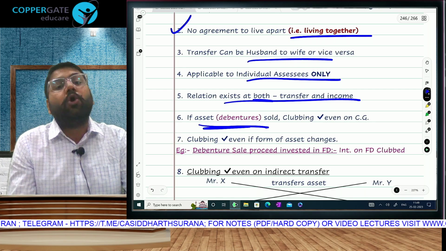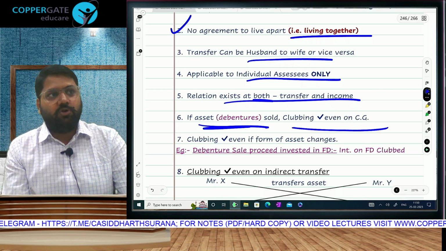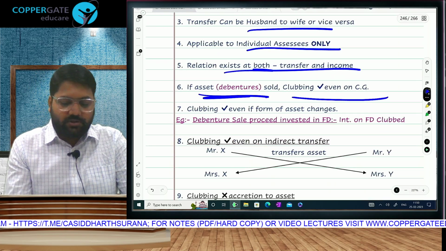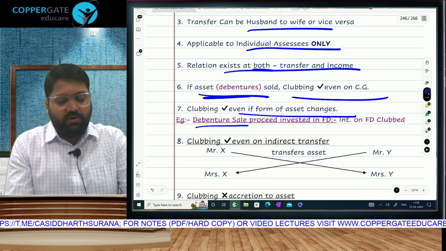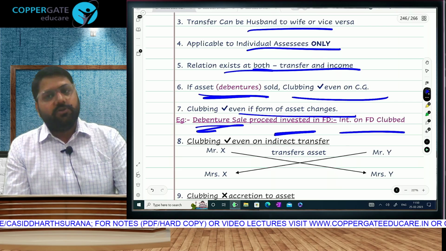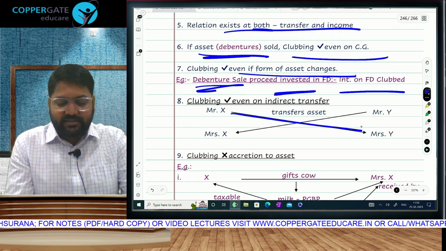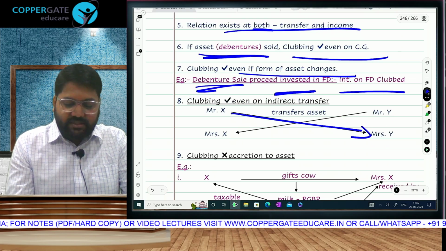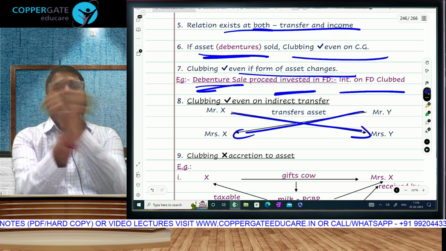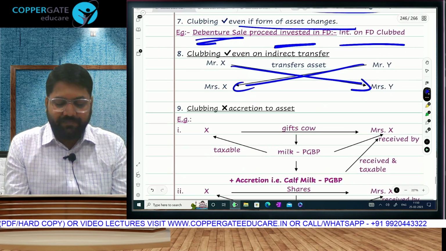If the asset is sold, then capital gain also will be clubbed. So not just the revenue income, but the capital gain also. Even if the form of the asset is changed, so the asset is sold and another asset is acquired, the second asset's income will also be clubbed. Even on indirect transfer, X is giving an asset to Mrs. Y and Y is giving an asset to Mrs. X. So that is also going to attract clubbing.